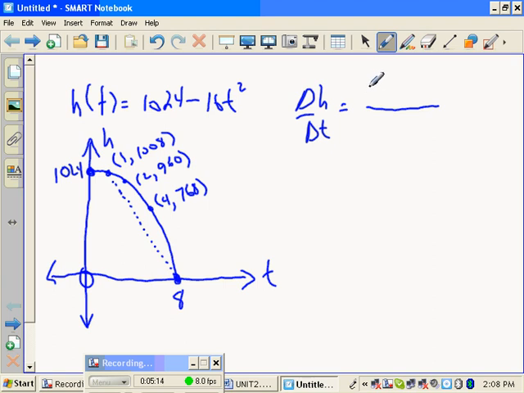All right, so let me start you up. 1,008 minus 0 over 1 minus 8 happens to be negative 144. Now, what are the units? Feet per second, right? I told you H was in feet and T is in seconds, so this is a velocity, isn't it?